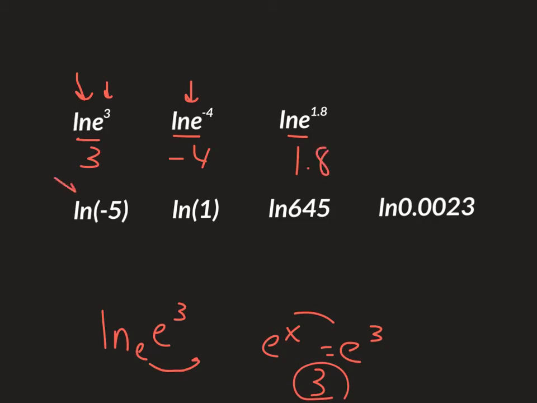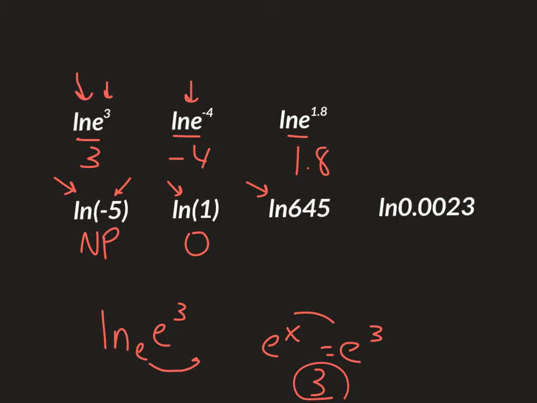Now, when you get down here, there's no such thing as a negative log. I don't care if it's a log or an ln. You can't even do that. That's not possible. This one, natural log 1, is asking you e to what power is 1. Remember, that would be 0 because anything to the 0 power is 1, even e.